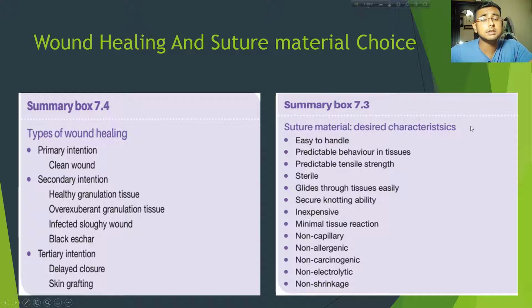Now, the desired characteristics of suture material. What characteristics are needed for any suture material? It should be easy to handle, with predictable behavior in tissue, predictable strength, sterile, glide through tissues easily, have secure knotting ability, be inexpensive, with minimal tissue reaction, non-capillary, non-allergic, non-carcinogenic, non-electrolytic, and non-shrinking. These are the characteristics that should be present in suture materials.